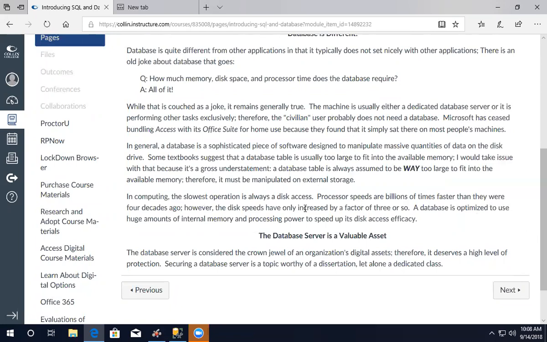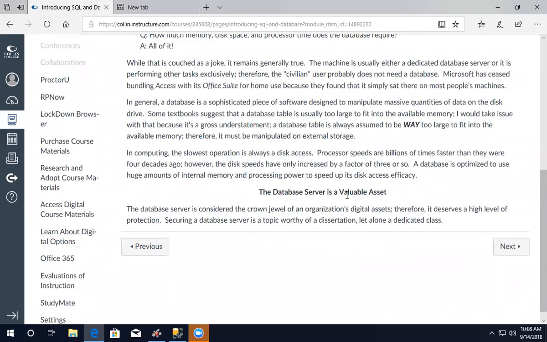the processor versus the disk. The database is probably the greatest digital asset your company has. We call it the crown jewel of an organization's digital assets. If somebody's hacking into your system, that's what they want. That's pay dirt, to get that database. It deserves a high level of protection. You keep it well back behind the firewall.